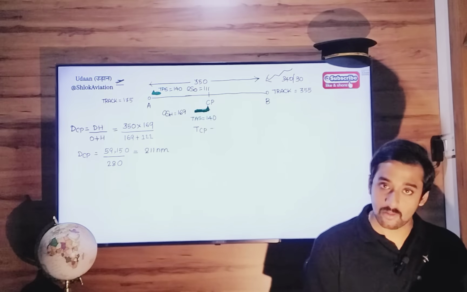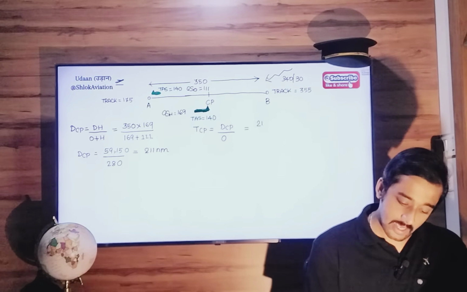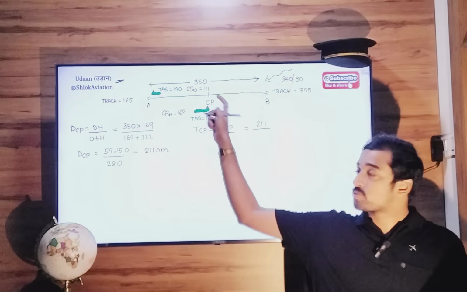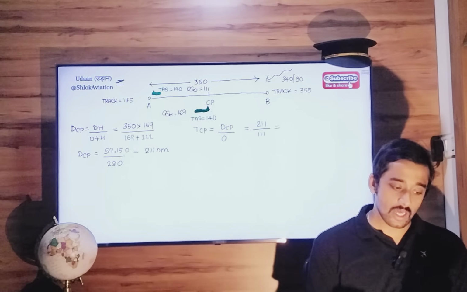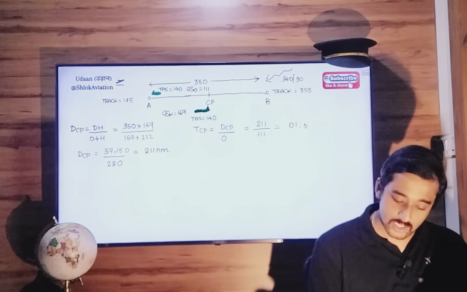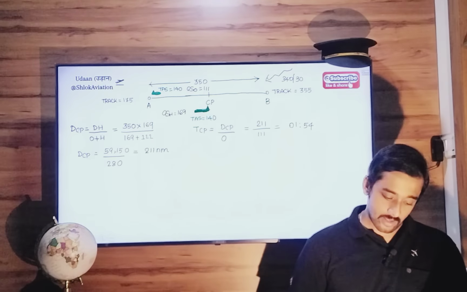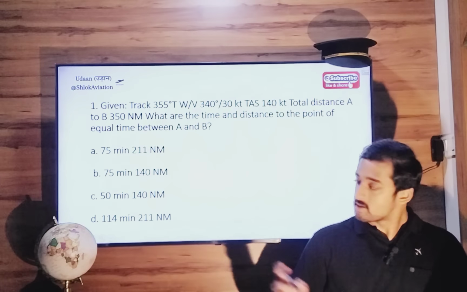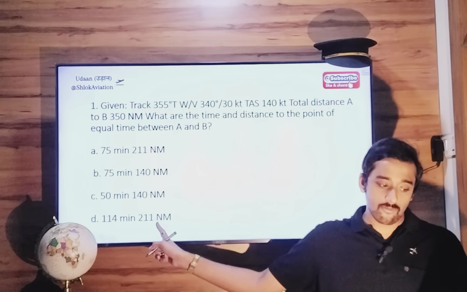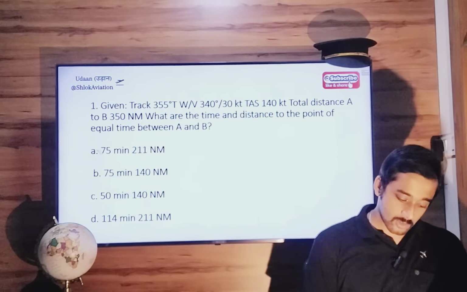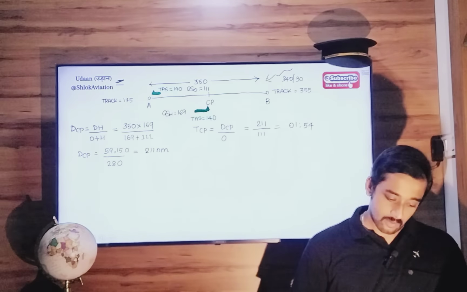Time to critical point will be distance to critical point divided by outbound ground speed. So 211 divided by outbound ground speed of 111, that is 1 hour 54 minutes. So 211 nautical miles is this. Option alpha and delta. 1 hour 54 minutes is 114 minutes. So closest option is option alpha. Okay. Next.